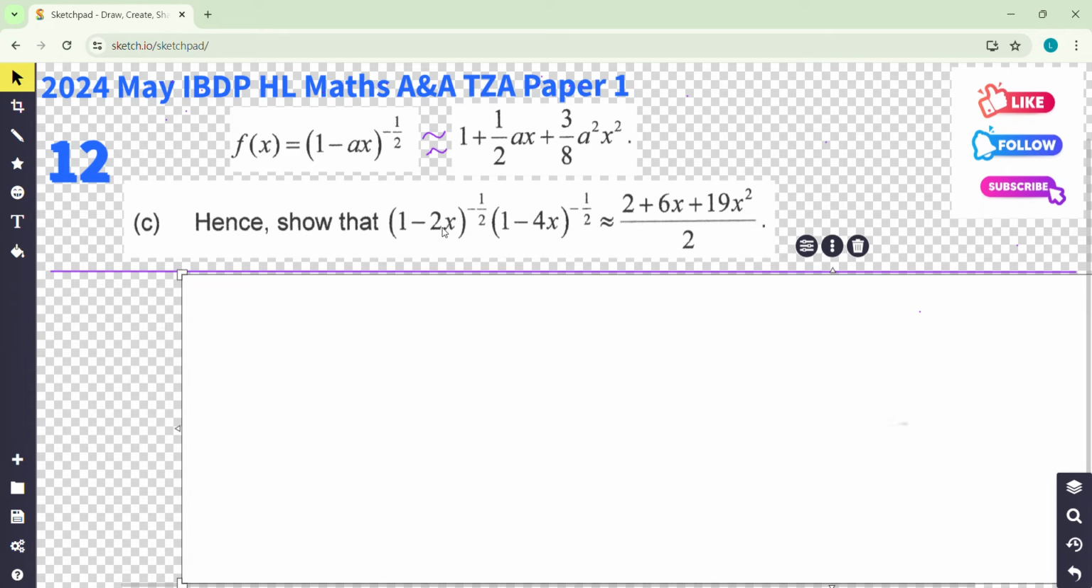For the first one, alpha is 2, so 2, 2. For the second one, alpha is 4. So just substitute alpha equals 2 and alpha equals 4 into this approximate equation, and then combine them up to the x squared term, to show that it is approximate. So we do it step by step.